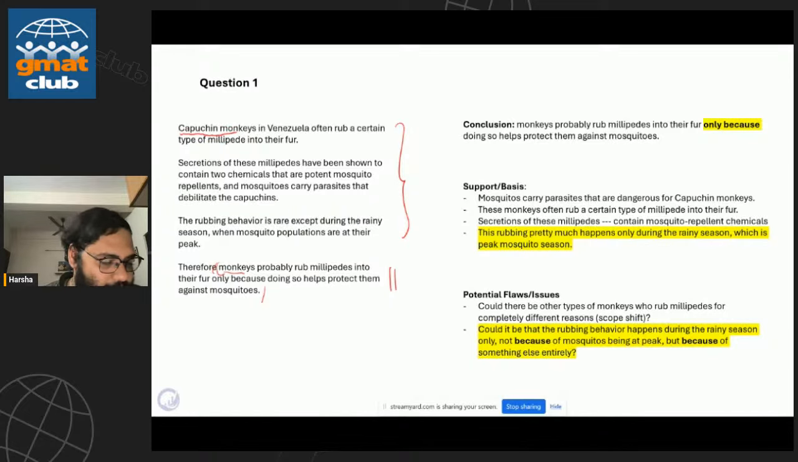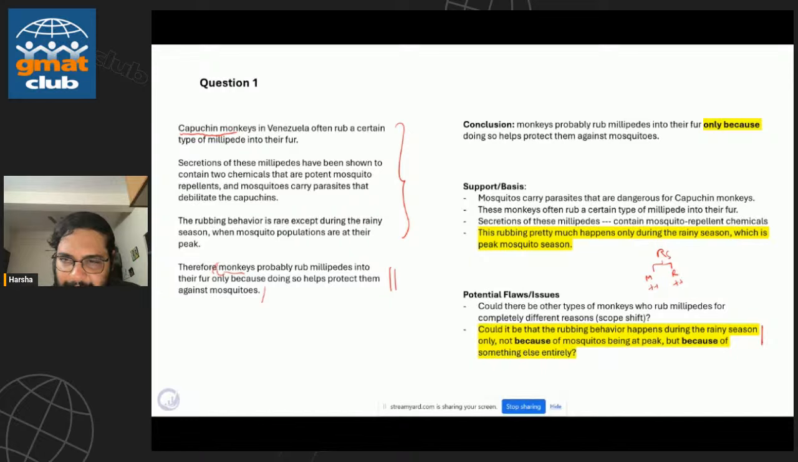But yeah, the main issue, and this is what Naman pointed out, is all I know is, hey, during the rainy seasons, two things are happening. During the rainy season, it is true that it is peak mosquito season. You see a lot of mosquitoes in that time, and it is also exactly at the same time, the rainy season, that you see the capuchin monkeys doing this rubbing, right? Rubbing the millipedes into their fur.